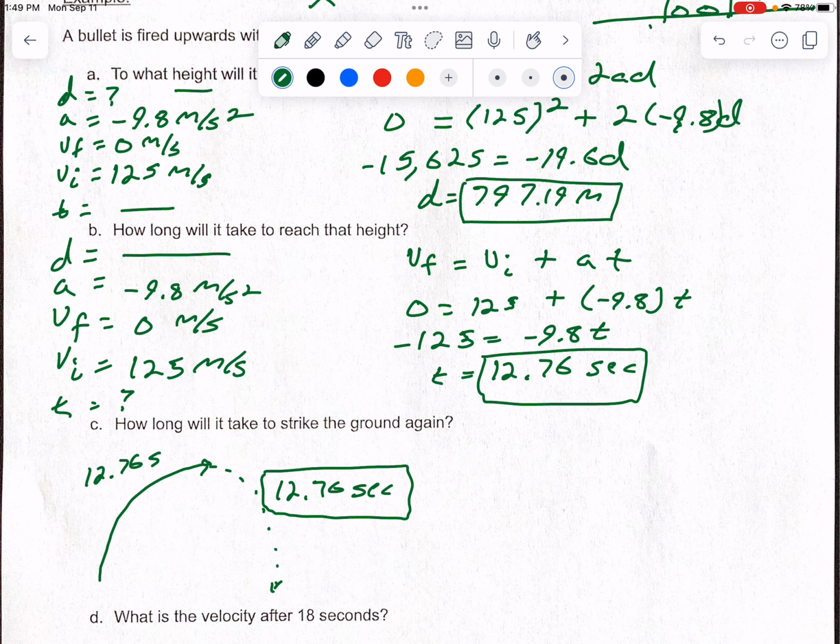Now, if I asked how long it was in the air, all I'd have to do is take that 12.76 plus 12.76, and you get 25.52 seconds. So there's multiple things I could have asked there, and that's how you would do both of those. One, whatever time it takes to get to the top, it's going to be the exact same going back down. And if I want to know the total time in the air, all you have to do is take the time you found in part B and multiply it by 2.